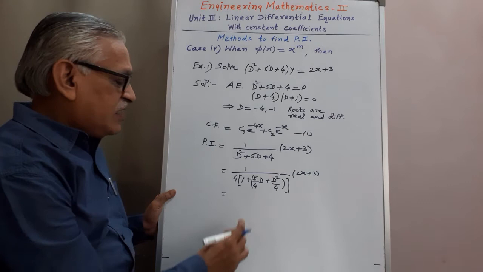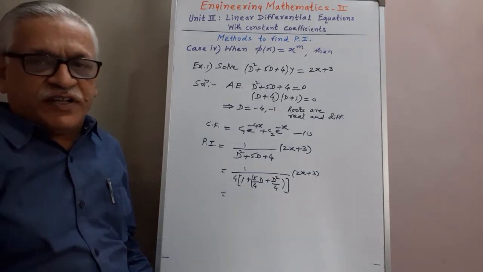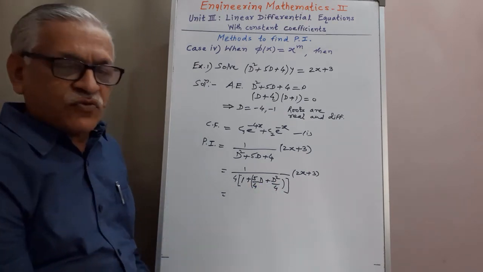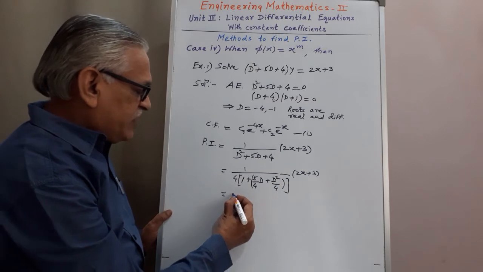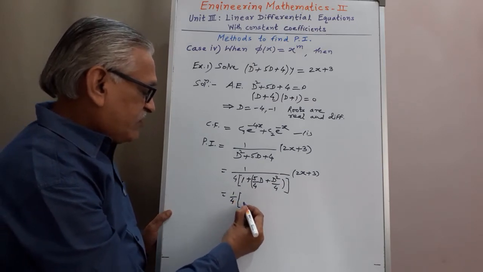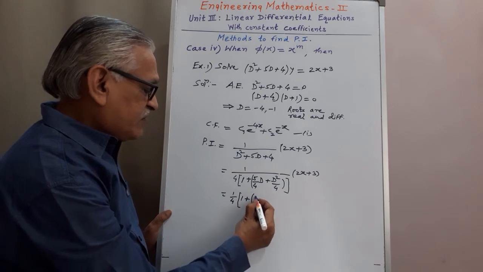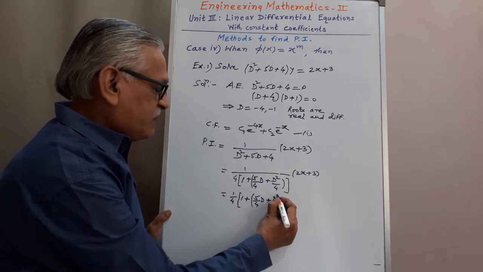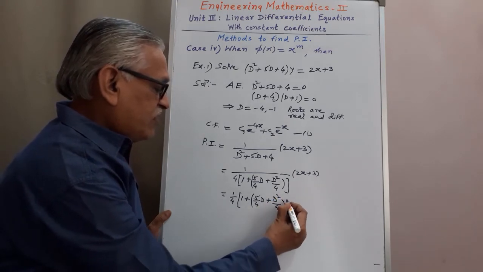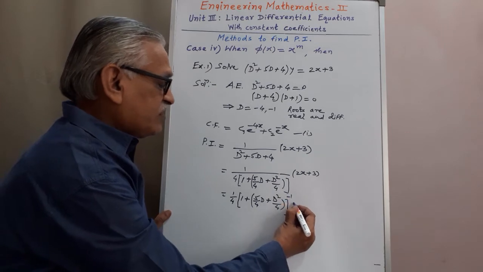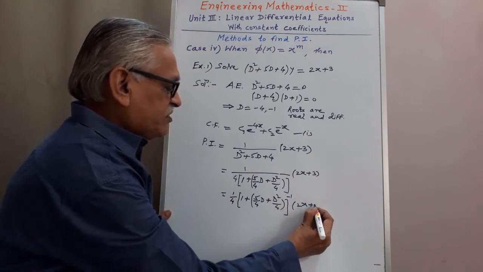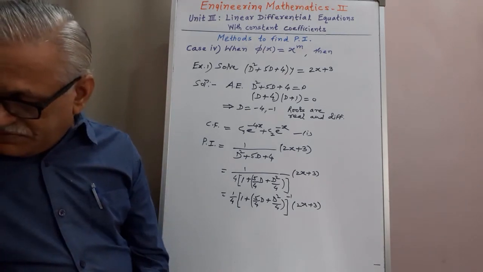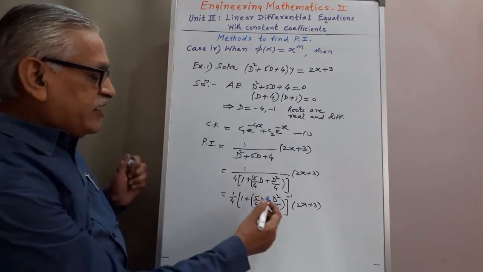Then I have written it in the form of 1 plus phi of D. Here that phi of D is 5 by 4 times D plus D square by 4. Then transferring this term to the numerator, we get 1 by 4, 1 plus 5 by 4 times D plus D square by 4, raised to minus 1, operated on 2x plus 3. Expanding it by binomial theorem.